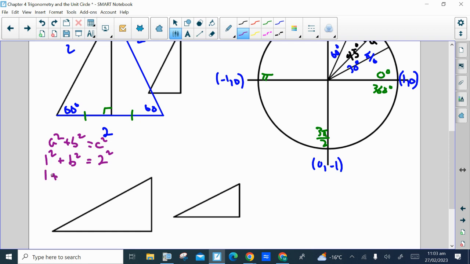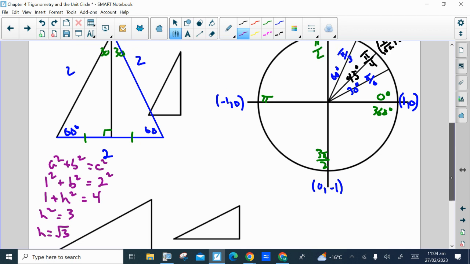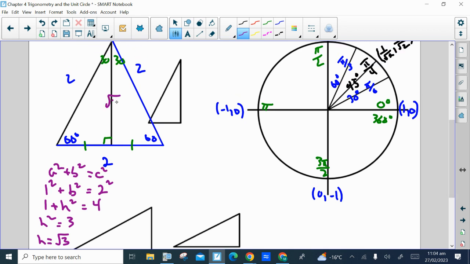1 squared is 1. And instead of saying b, let's just change that to an h now because that's what it represents. It represents the height of the triangle. On the right side, 2 squared is 4. If you subtract the 1 from both sides, h squared will be 4 minus 1, which is 3. And then h will be the root of 3. Again, we're using Pythagorean theorem to find a missing side of the triangle, so there's only one answer, the positive. We're not solving an equation. We're finding a missing side of a right triangle. So that is root 3 units. Okay?